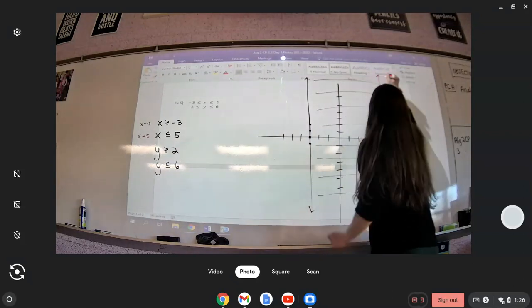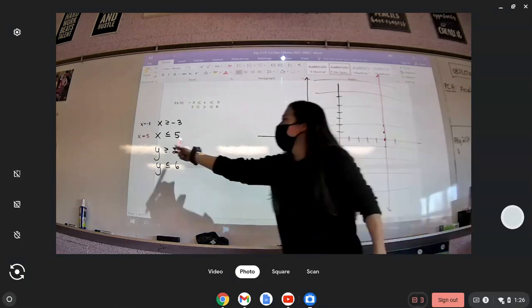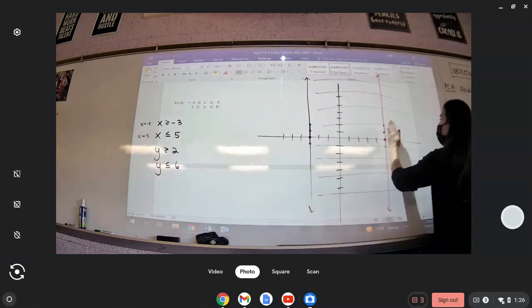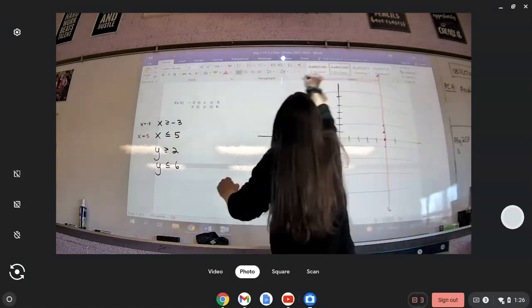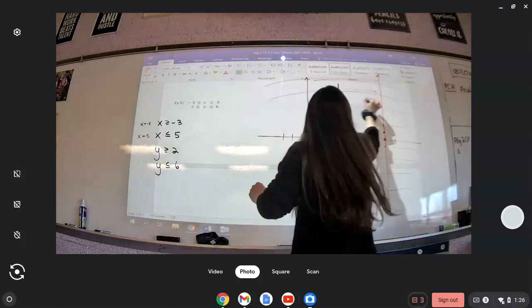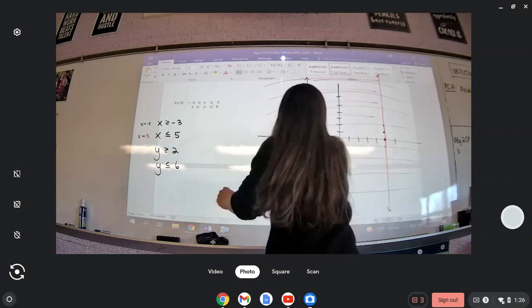All right, now I want very lightly, let's add the shading. X has to be less than 5. So should I shade to the right of 5 or to the left of 5? Okay, very lightly. And look for where the shading is already starting to overlap.